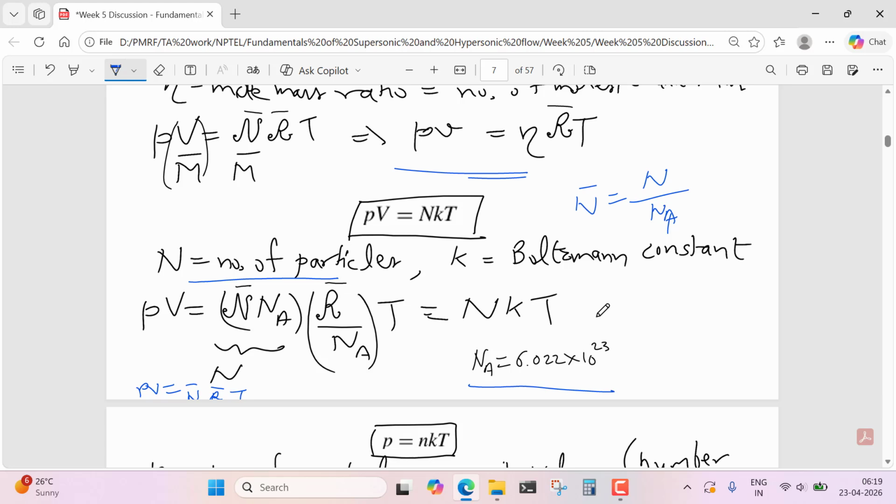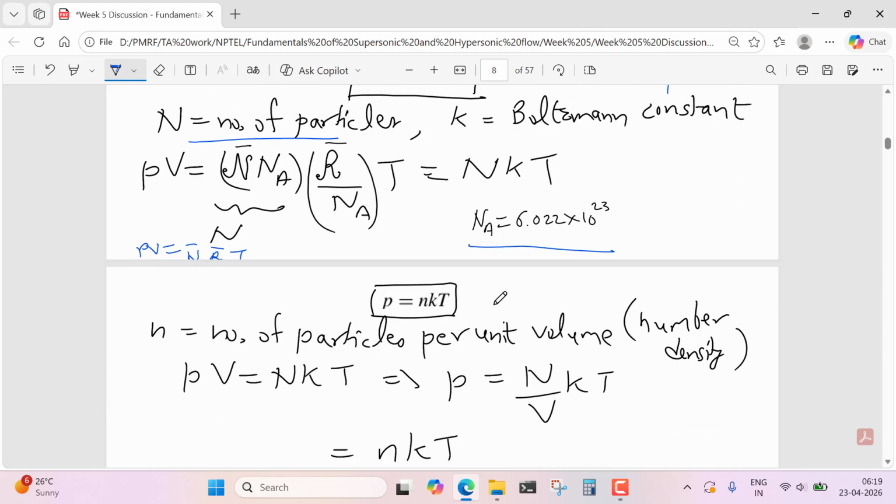Now another form, P equal to nkT, where n is the number of particles per unit volume. In the same equation, if we take this V to the right hand side, we will get P equal to N upon V kT. And N upon V is the number of particles per unit volume, which is also called number density. So we get P equal to nkT.